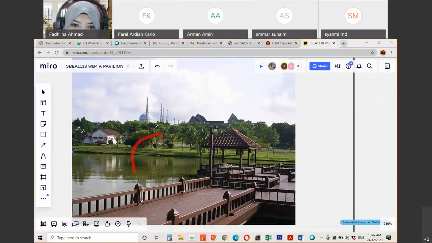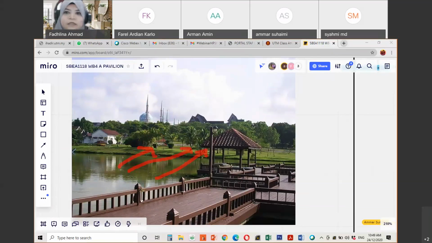Next to this one. Sorry. It is located at this area. Where's the... Okay, it is located somewhere over the lake bank.